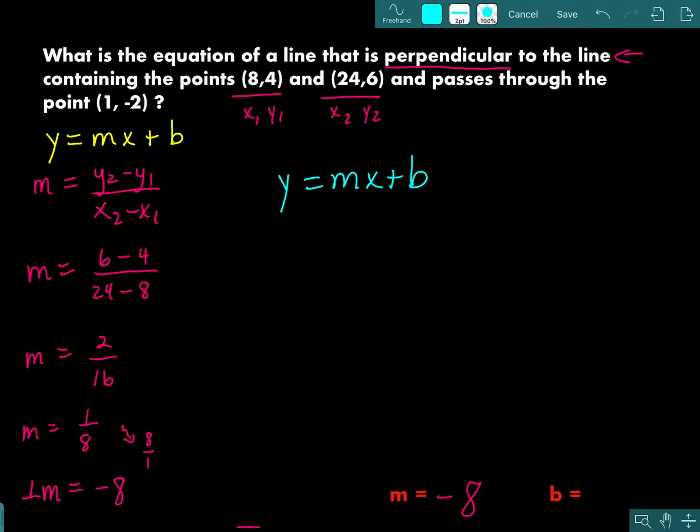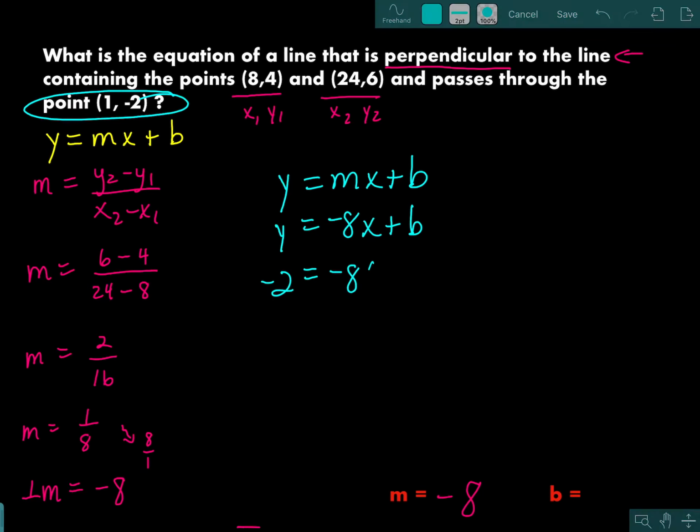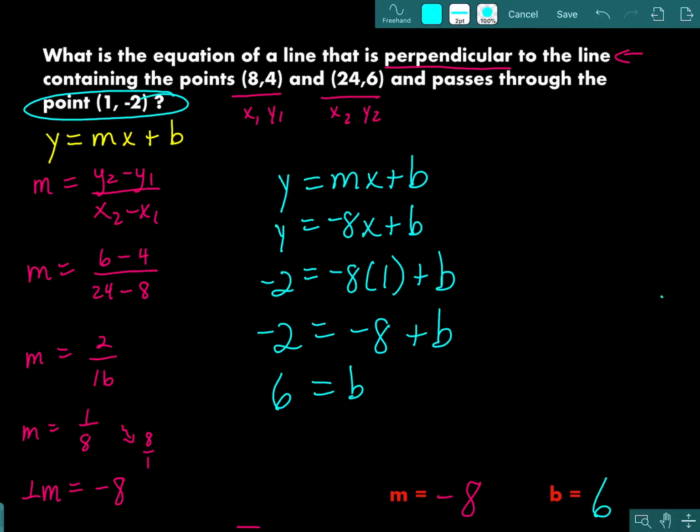Well, if we go back to our slope-intercept form equation, y equals mx plus b, we now have the slope of -8, and we also have a point on our line. When x is 1, y is -2. So we can substitute in -2 for y, and we can substitute in 1 for x, and solve for b, or isolate b, to get the y-intercept. -2 equals -8 plus b. Add 8 to each side, and we're going to get 6 equals b. So our y-intercept is 6.